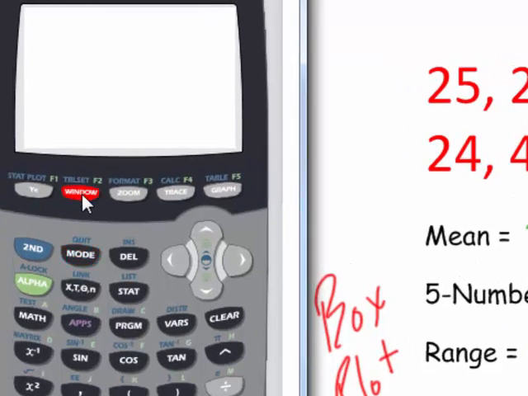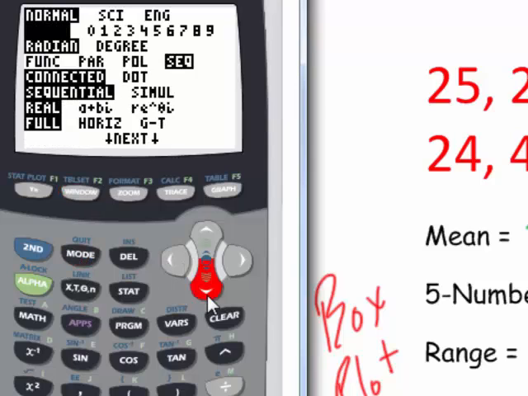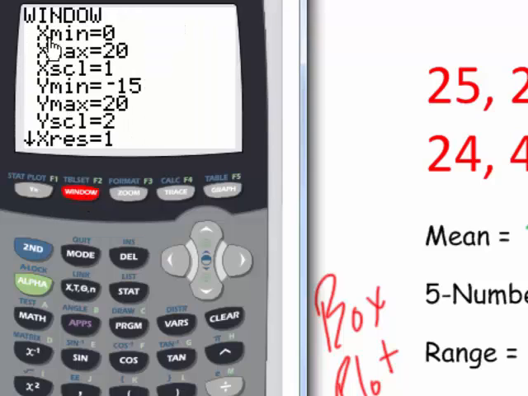And let's make sure our window looks good. So if I go to window, oh no, okay, this is still in my sequence mode, right, my recursion. So let's get out of there. Let's go back. Let's go into our mode. Let's get it back into function. Okay, we don't want that in sequence right now. So let's go back to our window. Now, there we go, just dealing with x's and y's.